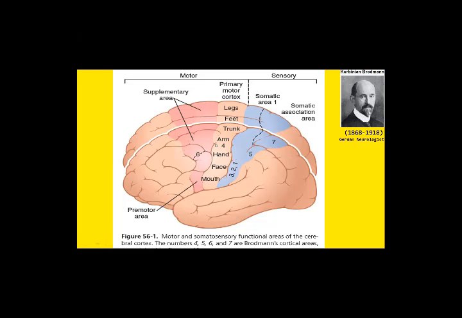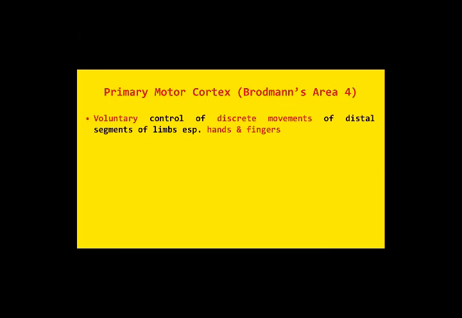So today we will discuss the important functions of some of the motor areas. We will start from the primary motor cortex, area 4. And as we have discussed, this is classified as Brodmann's area 4. And this is the region responsible for the control of voluntary movements of the limbs, especially the distal segments of the limbs, particularly movements of hands, movements of fingers. All these voluntary discrete movements are controlled by this Brodmann's area 4 or primary motor cortex.